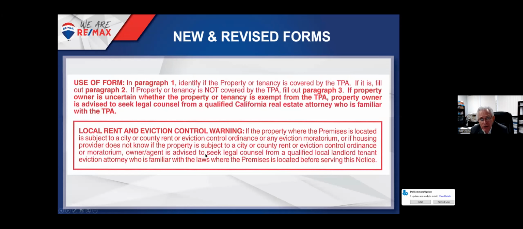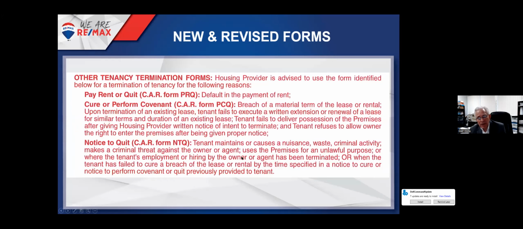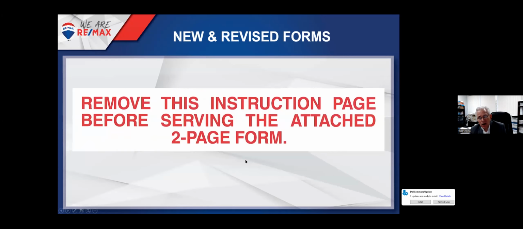It's in your handout, or after June, I think it's going to be around June 20th or 22nd, something like that. This form will be available to you in car. Call me if you have any questions about this at all.